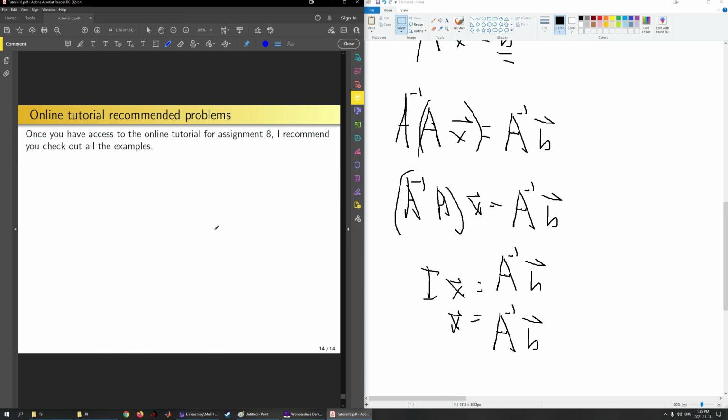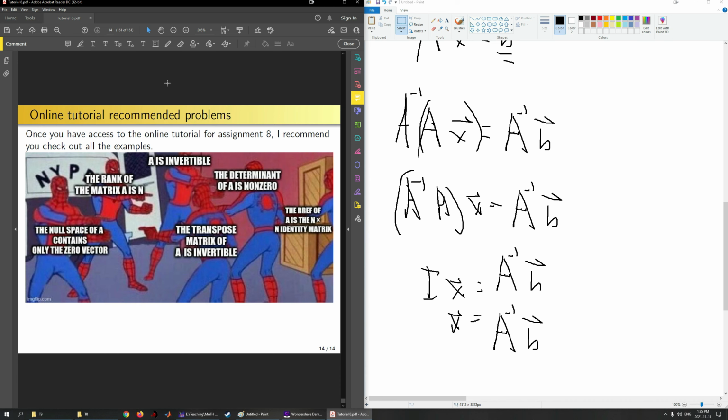Okay, so beyond that, do look at the online tutorial questions. There's quite a few nice ones this week, so check those out. And here we have a little educational meme. So if A is an n by n invertible matrix, there's an error in the meme that I grabbed, then all of these other things are also true.